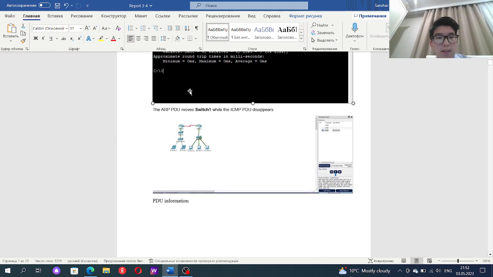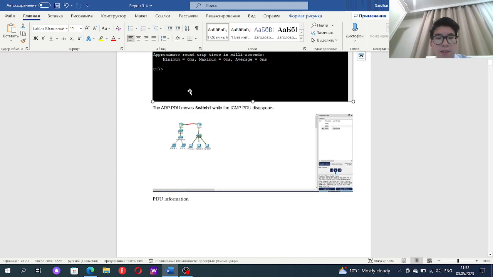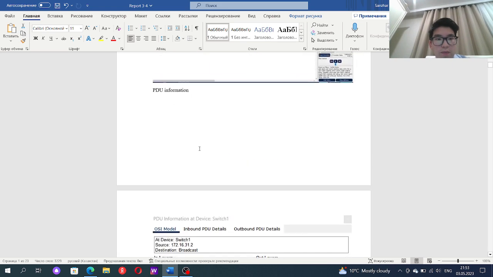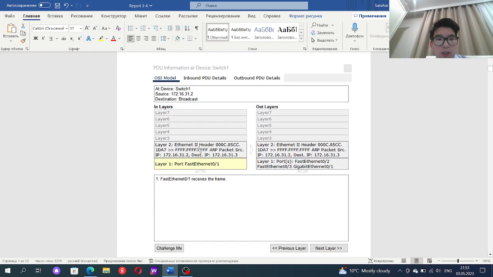After that, we moved the created PDUs to switch 1 by clicking the next button. The PDU disappears from the second computer, 172.16.31.2, and goes to switch 1. As we can see, it is on switch 1. Here is the PDU information.